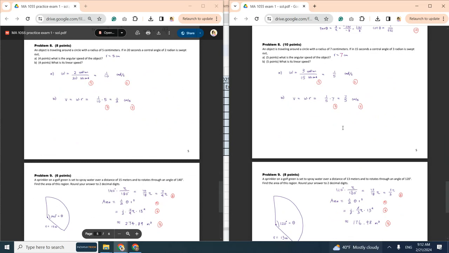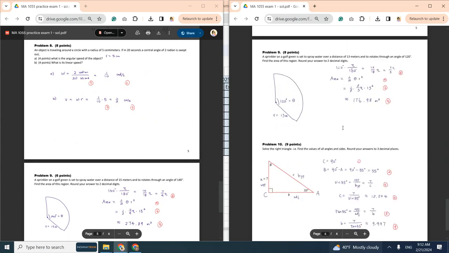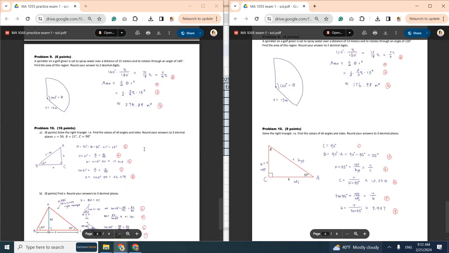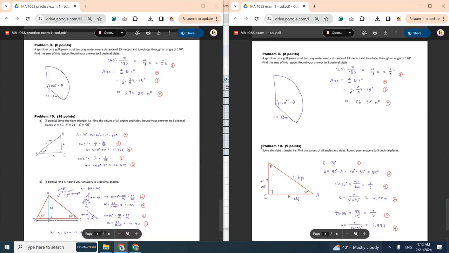So the exam solutions are posted on our course website. How about this problem? Are they the same? I changed the numbers, but the story is the same. And some of you forgot to change the degrees into radians. Let me ask you.